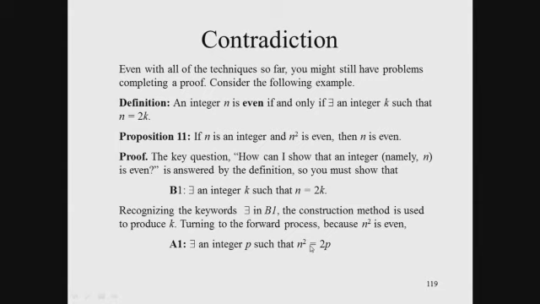Now we know that n squared is equal to 2p, but we're interested in n, so it seems reasonable to take the square root of both sides of this equality. And if we do that, we get n is equal to the square root of 2p. The question, however, is how do you rewrite the square root of 2p to equal 2 times k? And that turns out to be not so easy to do. So it would appear that the forward-backward method has failed here.